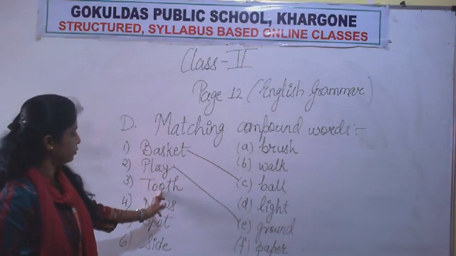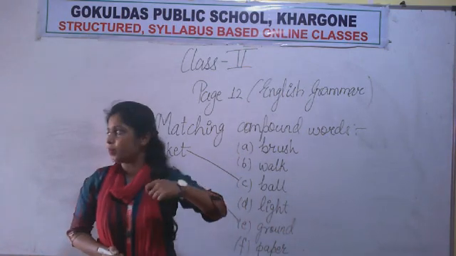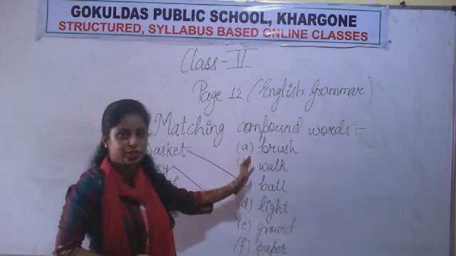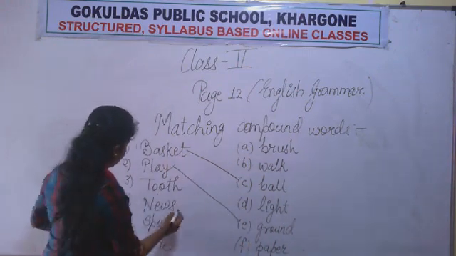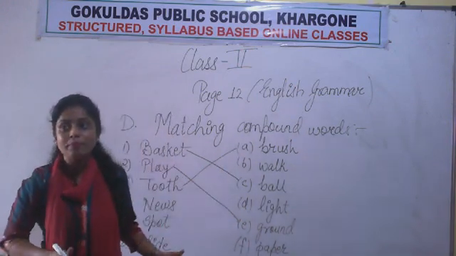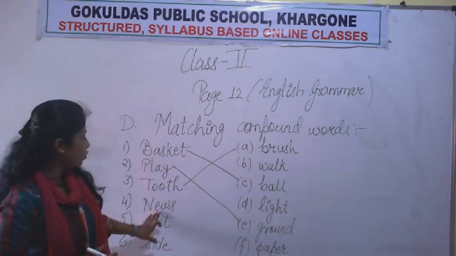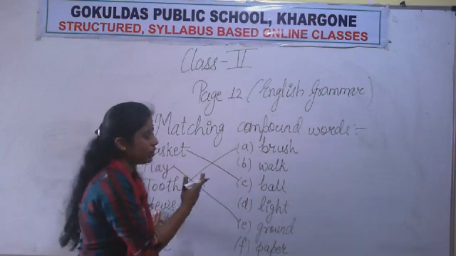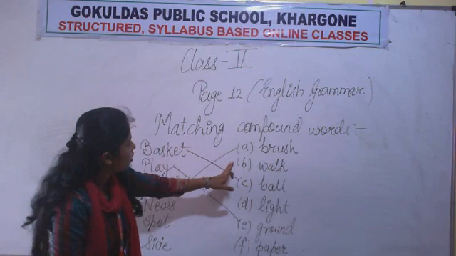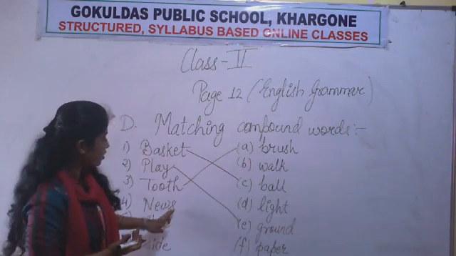Then tooth, brush. Yes, toothbrush, right? The brush with which you brush your teeth daily. So that's a toothbrush. Number 3, tooth. We will match it with the first word A. So what will it become? Toothbrush. Then the 4th word is news. Let's match it. These words are done, so we will not match it with these words. News, walk. Is news walk a word? No, I don't think so. News light.